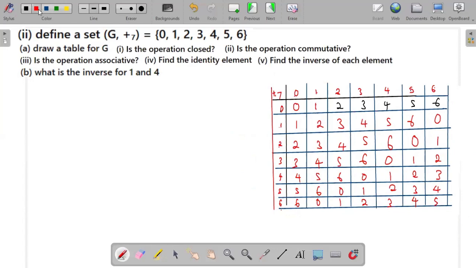Okay, all right, so the first one they're saying, is the operation closed? So is the operation modulo 7 closed on this table here? Closed simply means the closure property. So what is the closure property? It simply says that if I get two elements from a certain set and then I apply a certain operation, the answer that I get should always be from that set. So the set here was this set G.